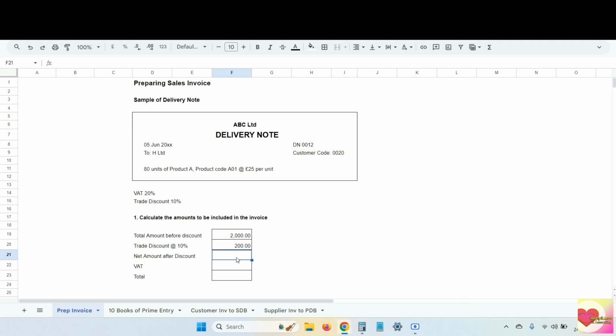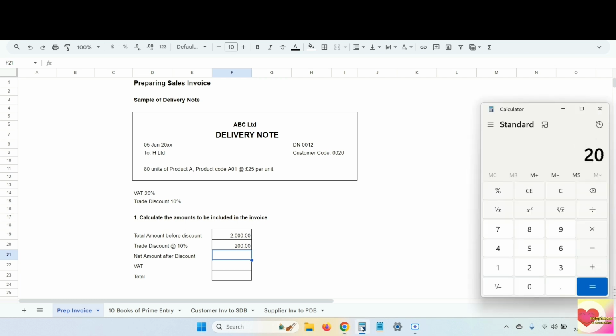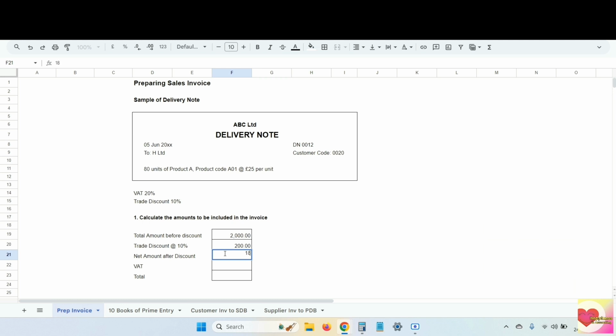Next is the net amount after discount. This is the total amount after deducting the trade discount. So it's 2,000 minus 200 equals 1,800. 1,800 is our net amount after discount.